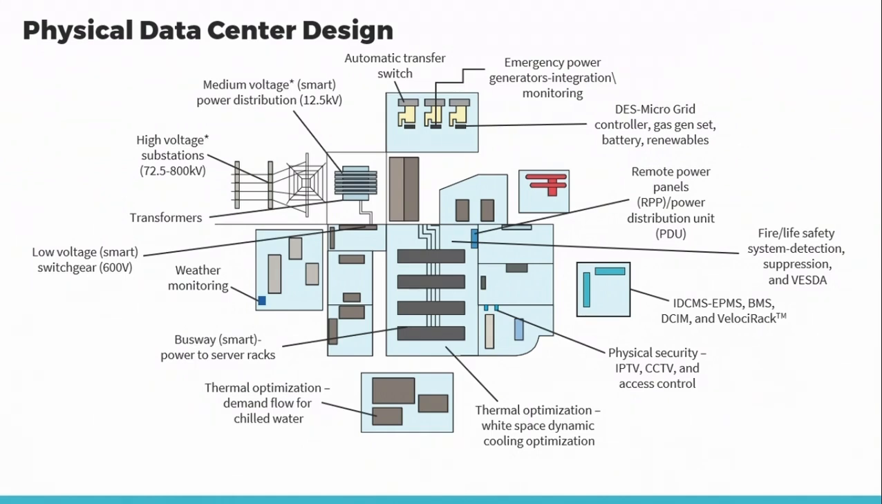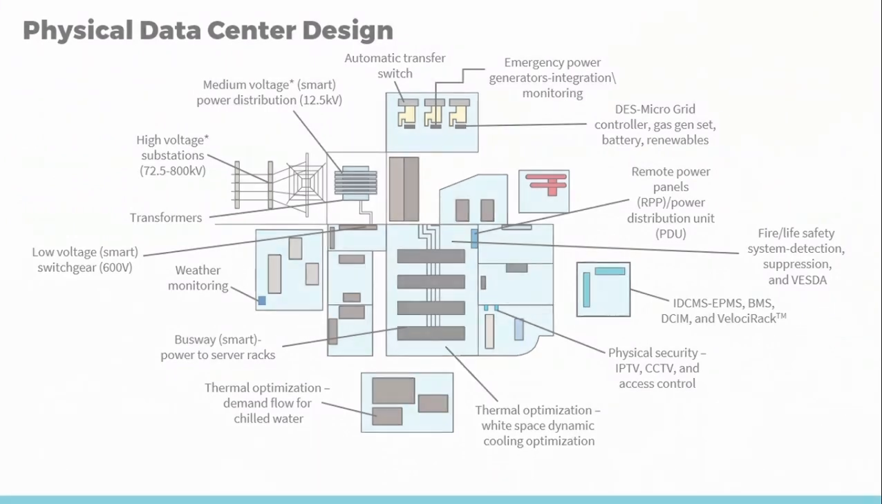Towards the bottom, we see our thermal optimization with white space dynamic cooling optimization and chillers. You have smart power to the server racks, we have weather monitoring stations, and low voltage switchgear, transformers, high voltage substations, and medium voltage power distribution.